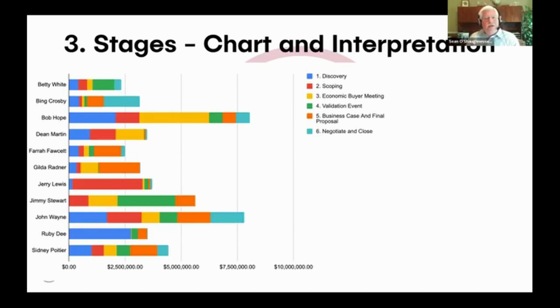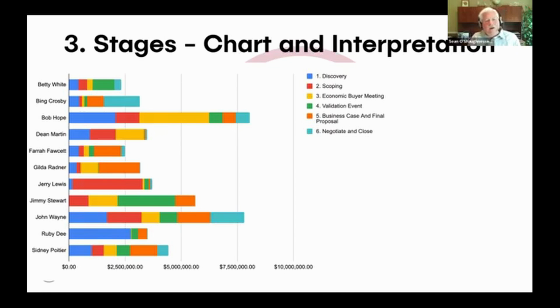Gilda, right above Jerry. Wow, she has a lot in business case and final proposal. Really? Is that a problem? Is that hard to do in your company? Because you would think that creating that final proposal would be something relatively fast. Maybe she's also not getting the support from the company, or maybe you've got problems with the tools in your company. We'll check that out in a future one.